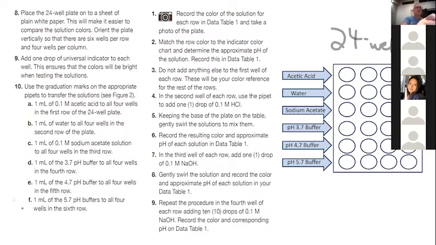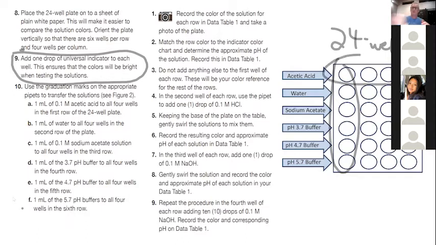So put 1 drop of indicator in each well, each of the 24. And then we're going to have it with its 6 sides on 6 wells on each side and 4 wells on the top. So we'll have it sort of standing up.